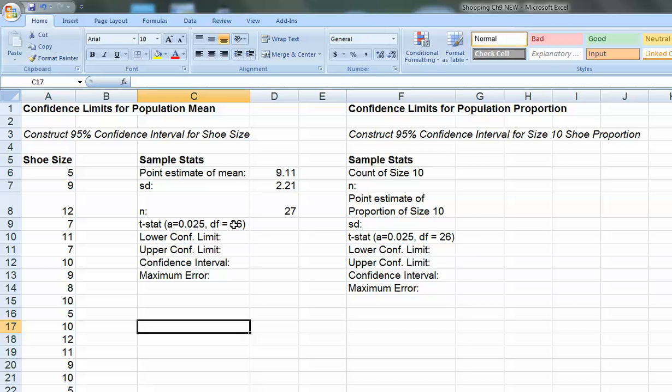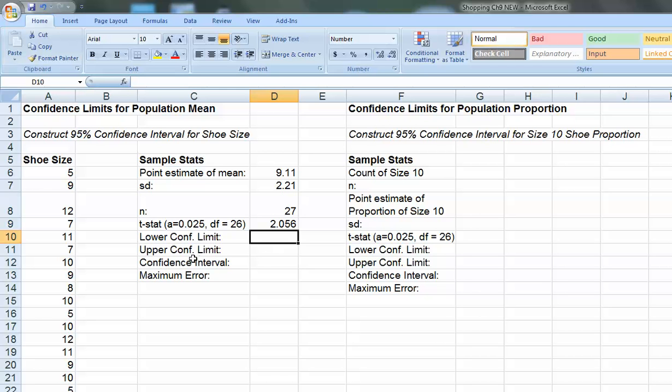That's the Z, the normal distribution, but one page in is the t distribution. And if you find the row with degrees of freedom equals 26, and you look at the alpha column of 0.025, you will find that the t-statistic I need is 2.056. 2.056, and I'll write that one down.